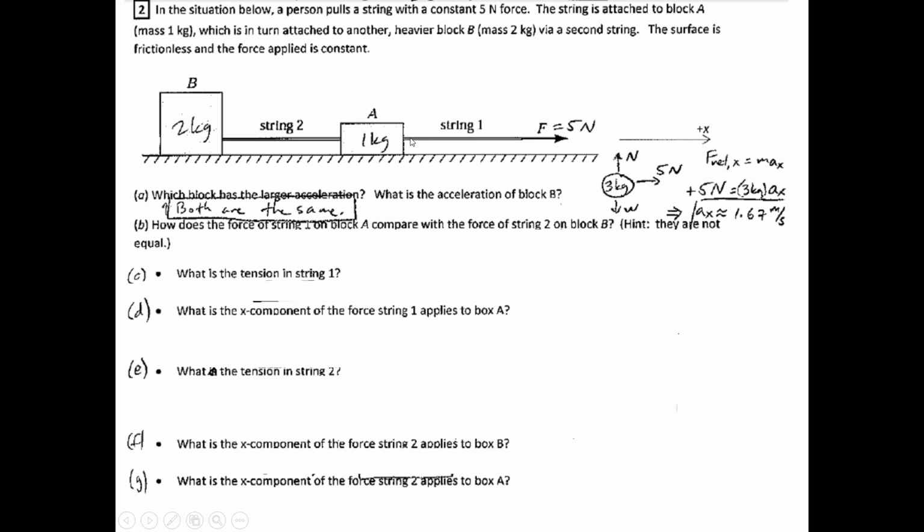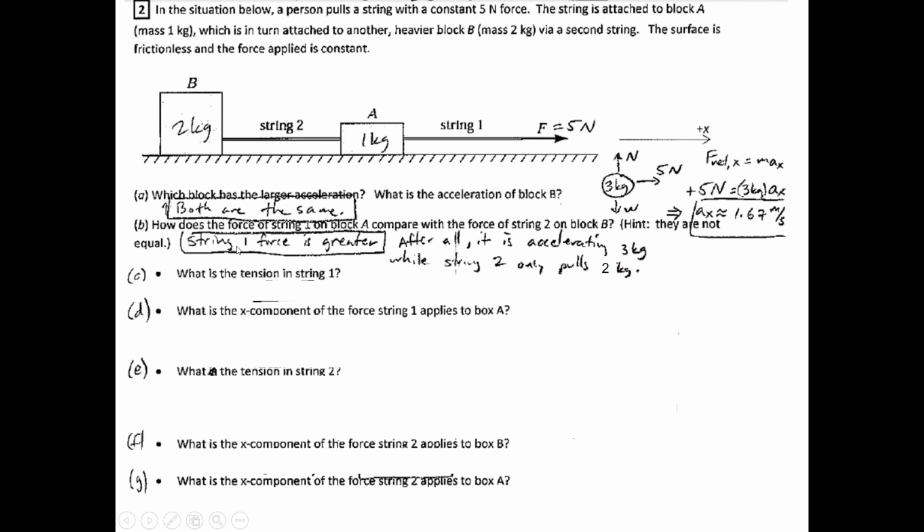String 1 is dragging behind it 3 kilograms that it's got to accelerate at this rate, whereas string 2 is only dragging behind it 2 kilograms that it has to accelerate at this rate, so it doesn't have to pull as hard. So that answers that. The force in string 1 has got to be greater because it's accelerating 3 kilograms. String 2 is only accelerating 2 kilograms, at the same rate of acceleration. So string 1's force has to be greater because it's accelerating a greater mass.